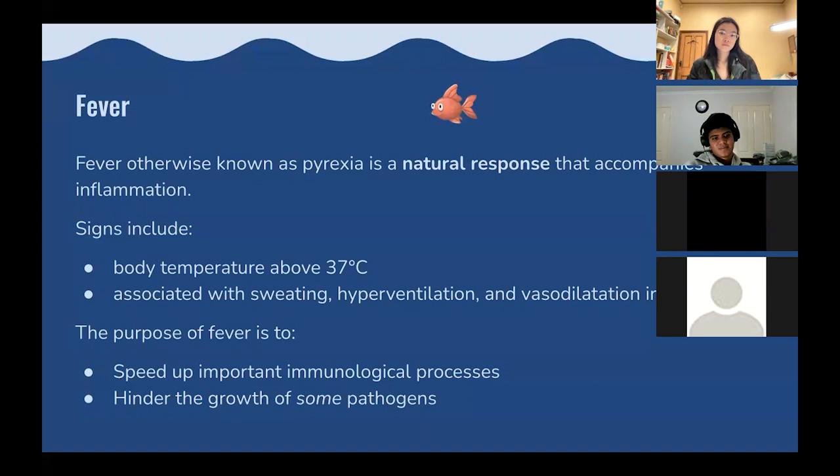Okay? Now, the purpose of the fever is to speed up the immunological process, because higher temperature means things occur faster. And if you have vasodilation, that means you've got a greater immune response because more cells are moving. But also a higher temperature might be enough to kill some pathogens, because all the proteins in the pathogens have specific temperatures and specific pHs that they work well in. So the body thinks that if it raises the temperature, it can kill off some of the pathogens, which is true. So that's another reason why we have fever.